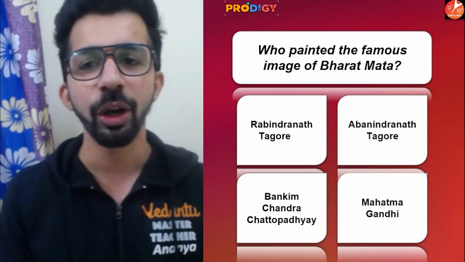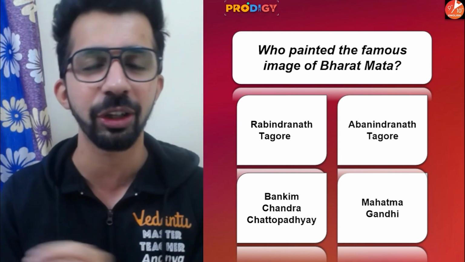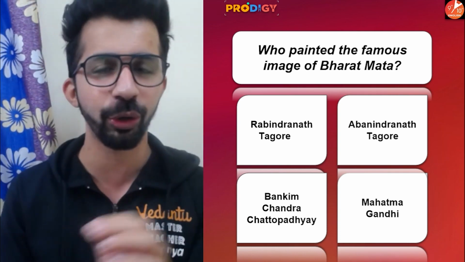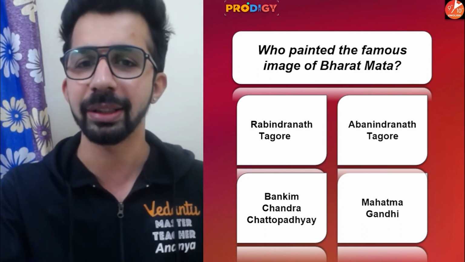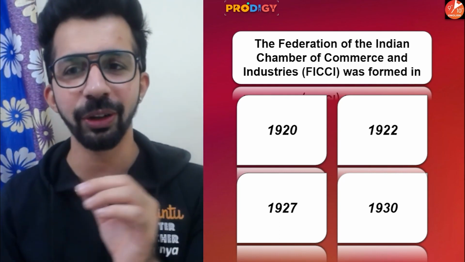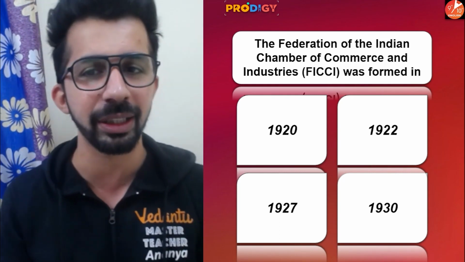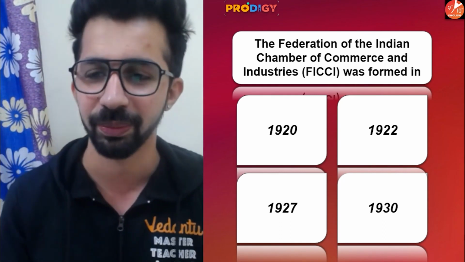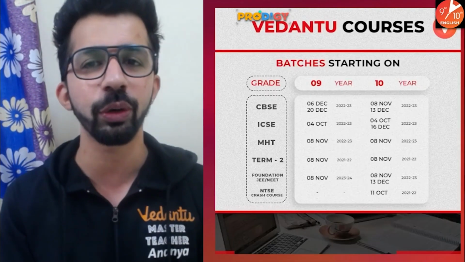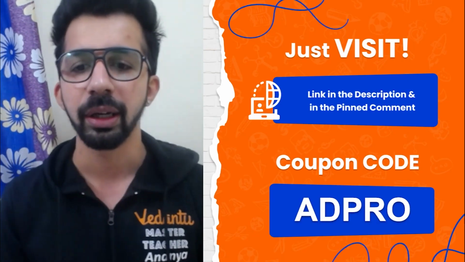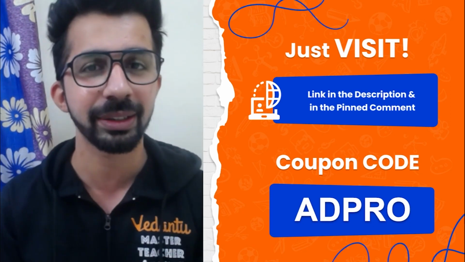And guys, now the homework questions. Homework question is, who painted the famous image of Bharat Mata? All right. So 4 options there. The second question is, the Federation of Indian Chamber of Commerce and Industries was formed in which year? So guys, these are going to be 2 homework questions for you. All right. Make sure that you guys are giving the answers in the comment section.